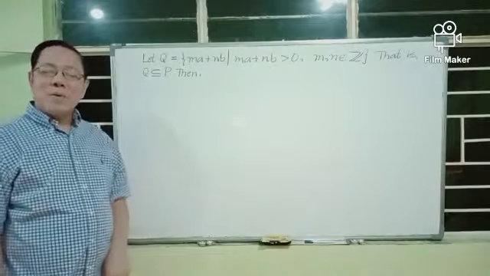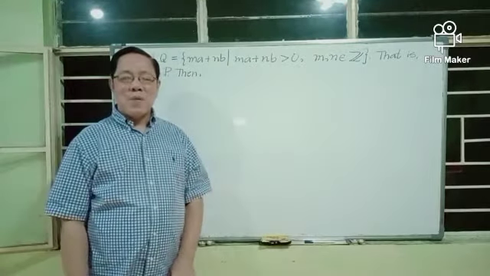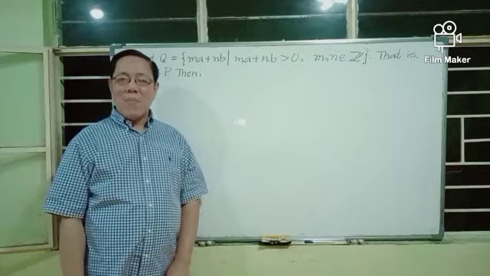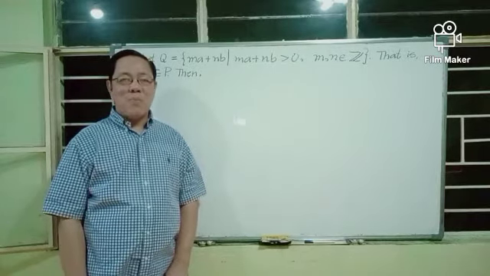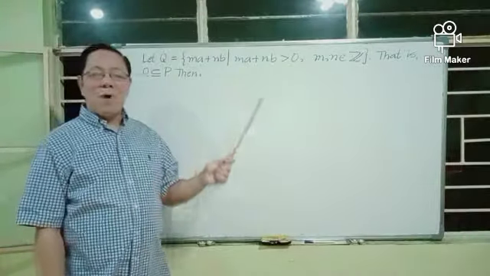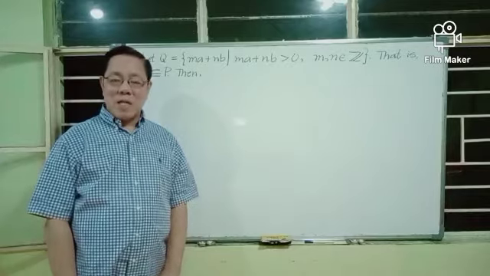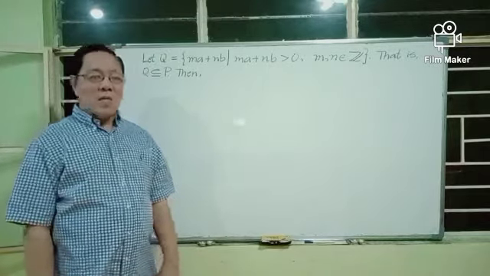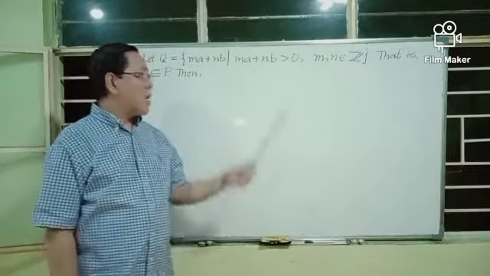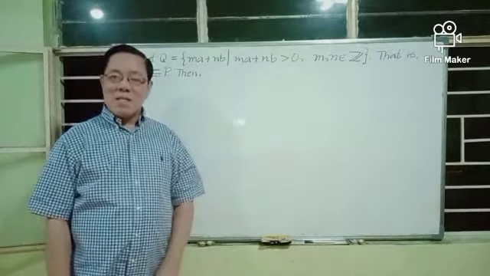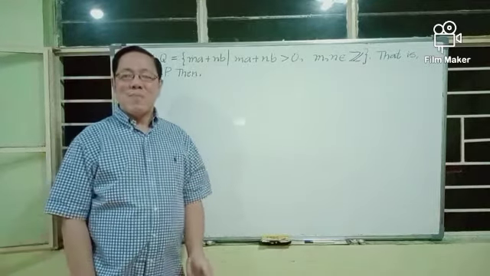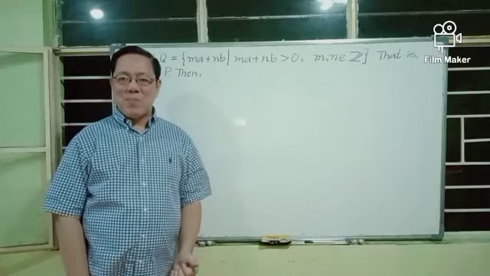Then if you recall the well-ordering principle, it says that any set of positive integers has a smallest element. And because set Q here is the set of linear combinations of a and b that are positive, greater than 0, then set Q must have a smallest element by the well-ordering principle.